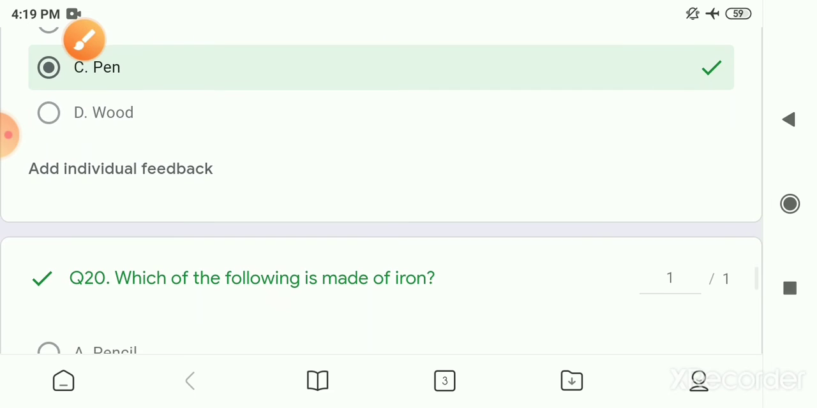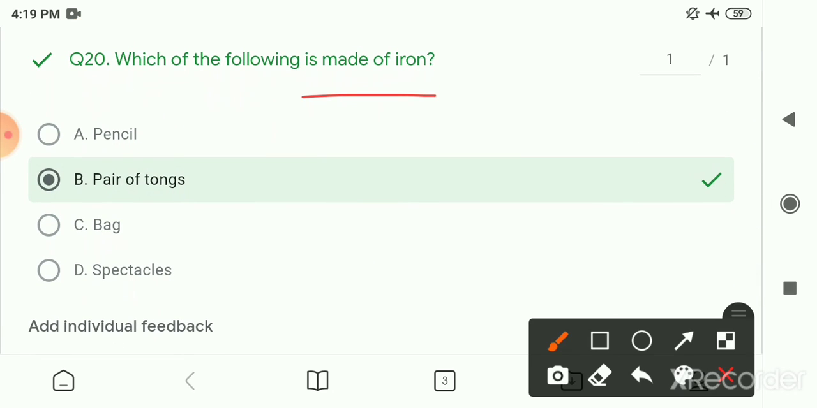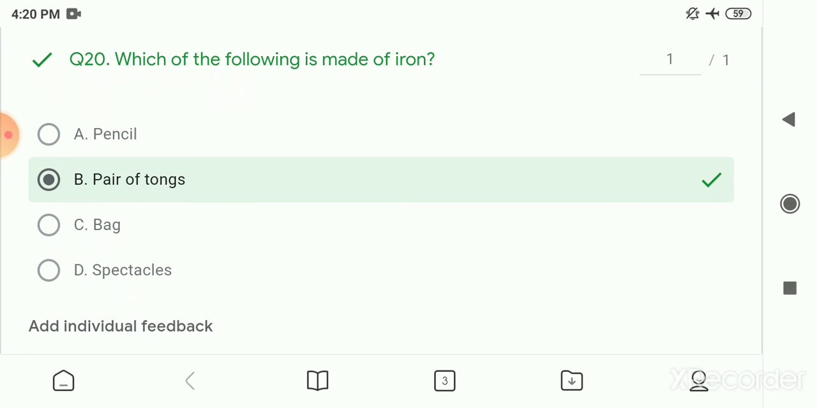Next, 20th number, which of the following is made of iron? The options are pencil, pair of tongs, bag and spectacles. So here your answer is option B, that is pair of tongs, which is made from iron. So here your answer is option B.